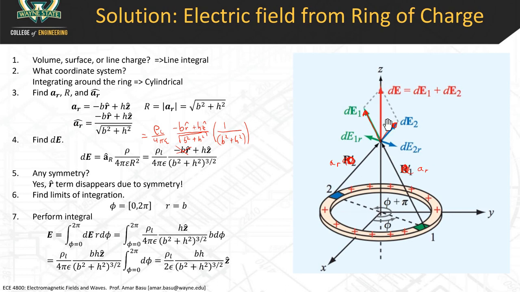This only applies if you're right on the z axis. If you're not on the z axis, you don't have the symmetry anymore. Then you have to do the full mathematical problem, including the r hat component and the z hat component. And then it becomes an ugly math problem, and that's why it's not an example. A lot of the examples that you do in textbooks are nice and neat, they give you a nice little equation at the end.